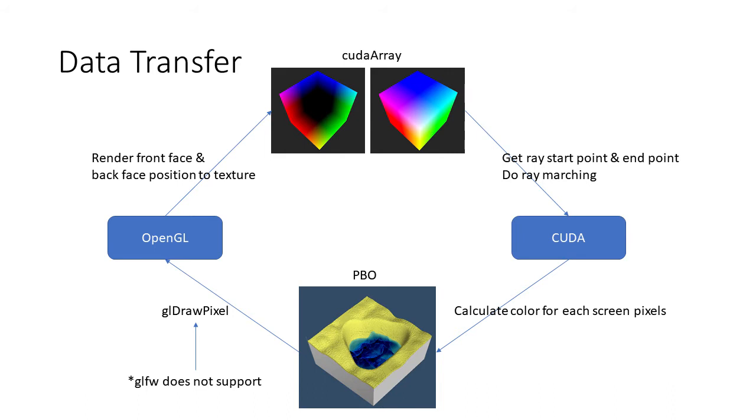First, we render front face and back face positions to a texture using OpenGL, and then we transfer this texture as a CUDA array into CUDA. In CUDA, we get the ray start point and end point from the texture and do raymarching. After that, we get the color for each screen pixel, and we write these pixels to a pixel buffer object and use GL draw pixels in OpenGL to draw it back on screen.